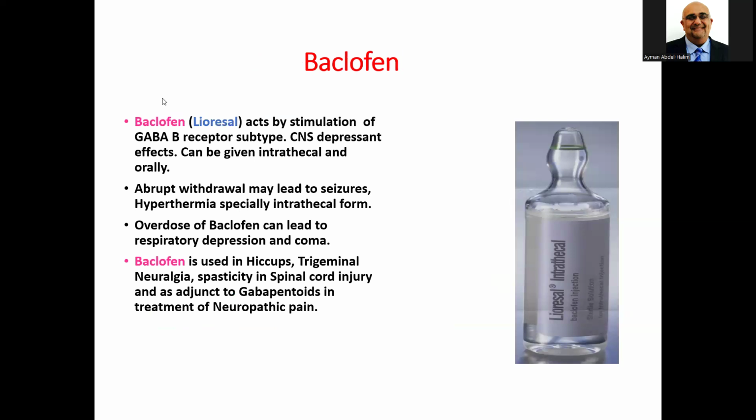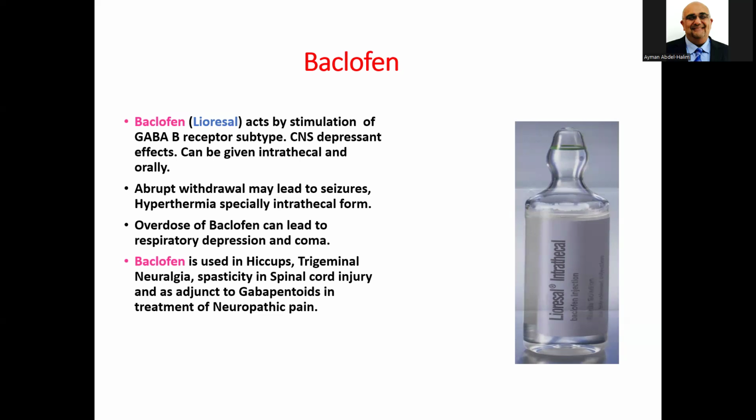We're gonna mention it. Baclofen is an important muscle relaxant. It works on the GABA B. There's an intrathecal form of baclofen that we use in spasticity, and this is it. Okay, baclofen can be used in hiccups. It can be used as the second choice in trigeminal neuralgia after carbamazepine. It can be used in spasticity. It can be used with gabapentoids as an adjunct in neuropathic pain.